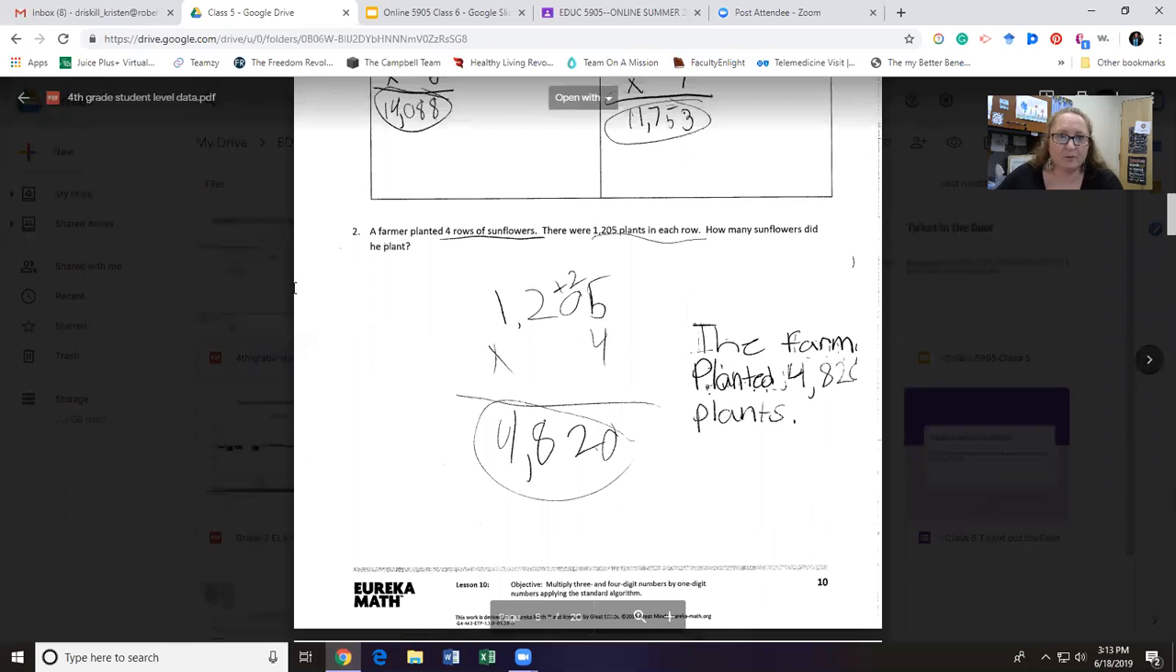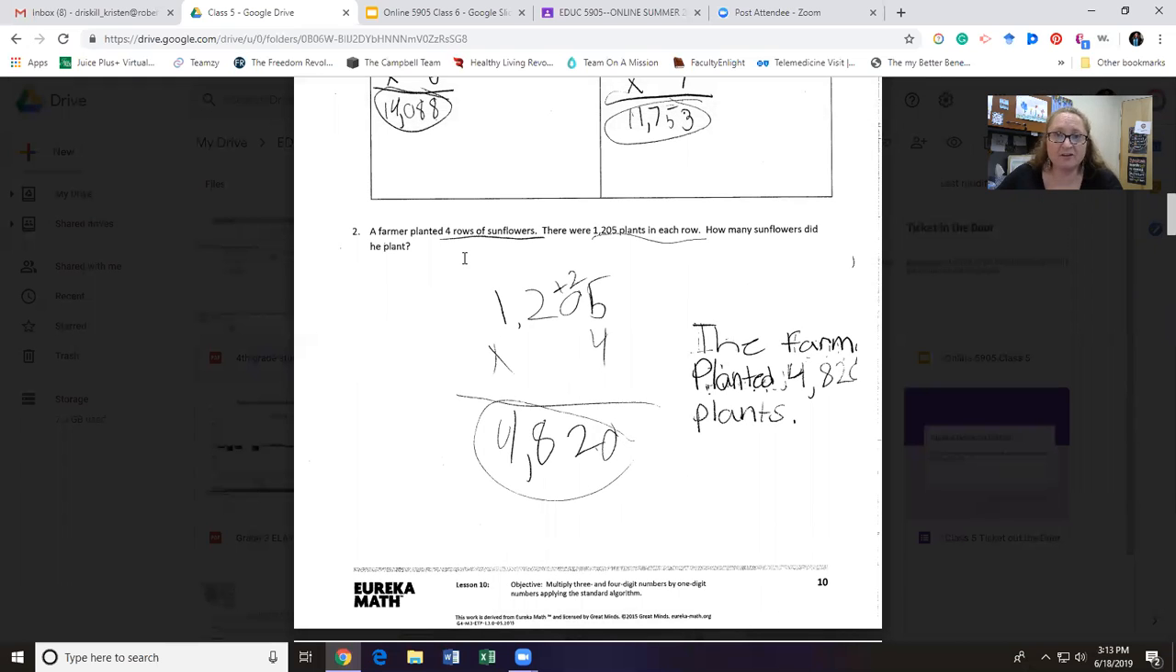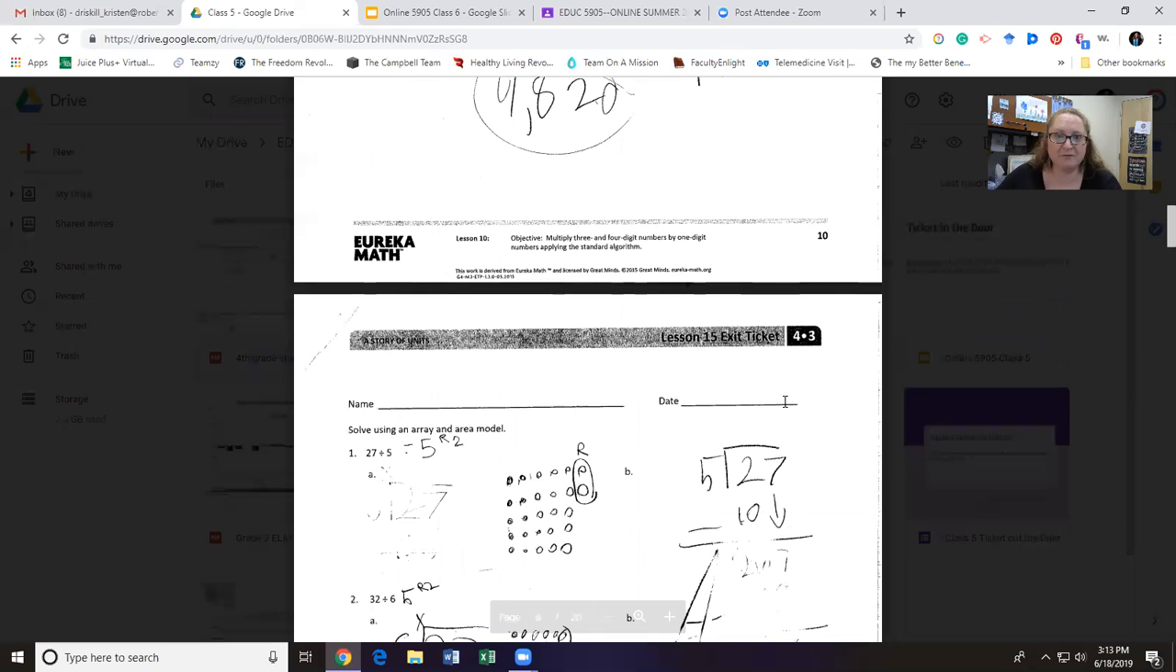Okay? So the second one, first of all, the fact that she underlined key facts or key details is fantastic. I would highlight just the fact that she underlined. That's a strategy we teach 4th graders. Then she multiplied the correct numbers. She did the multiplication correct. So I would highlight that in green. But then the fact that she wrote it in a sentence, the farm planted 4,820 plants. She understands that she's answering this question, that it doesn't just end with this answer, right? So I would highlight this in green, that's a big deal. Hopefully you're with me so far.